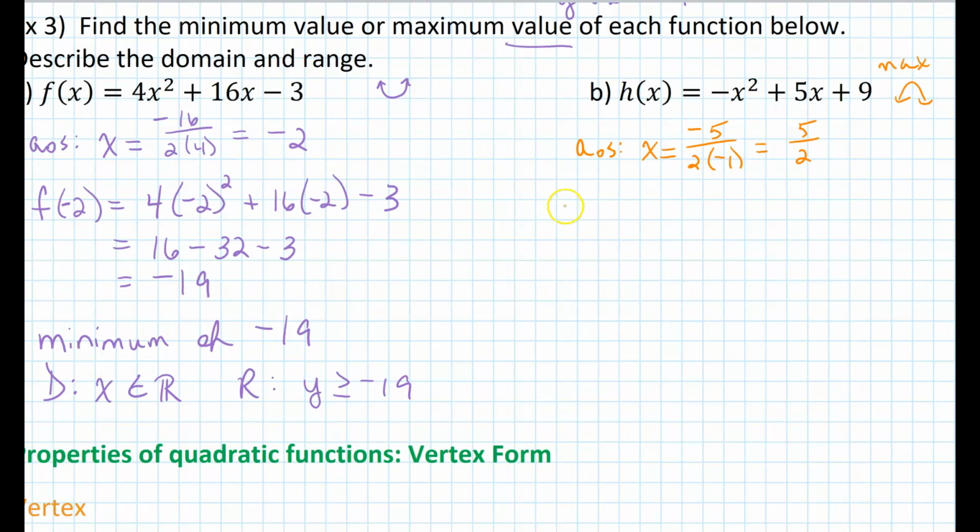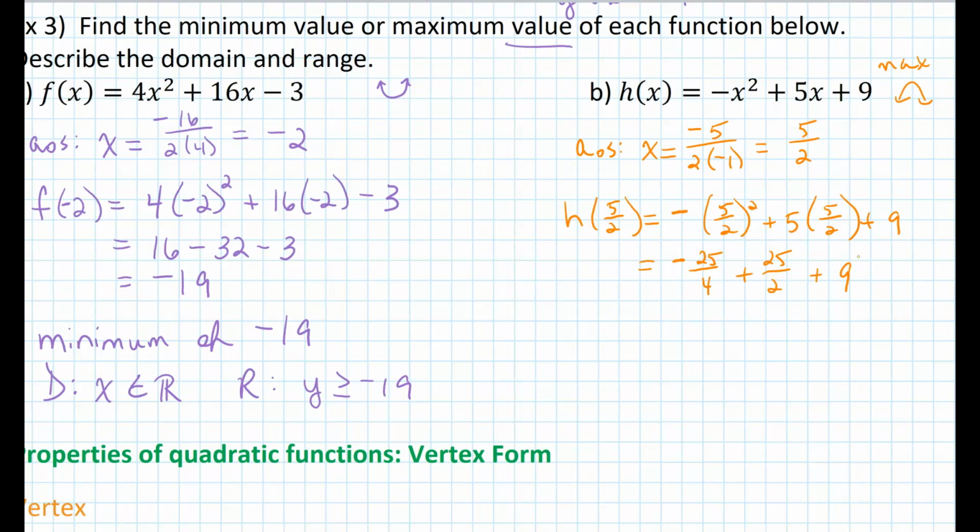Okay, so we're going to plug that in, h of 5 halves. Everybody's favorite, fractions, right? So I have a negative. Does the negative get squared? No, that occurs after. So we have negative 5 halves squared plus 5 times 5 halves plus 9. We have to square both terms, so that's going to be 25 over 4 with a negative in front, plus 25 over 2 plus 9, and then what would I need from here?